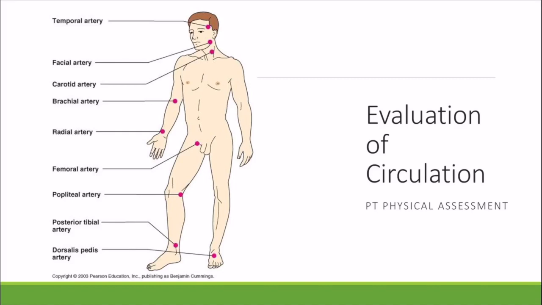Other signs representing poor circulation can be trophic changes to the skin. Trophic changes to the skin can be picked up just with visual inspection, and it might look like hair loss, muscle atrophy, very dry skin. This can lead to dry gangrene and ulcers. So where you see that shiny, hairless skin, that can be a sign of poor circulation to that region.